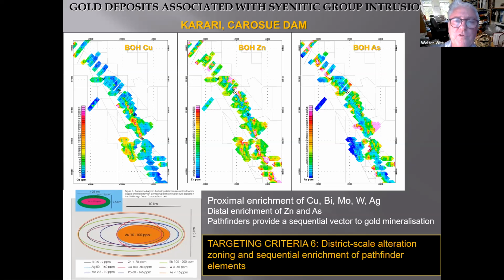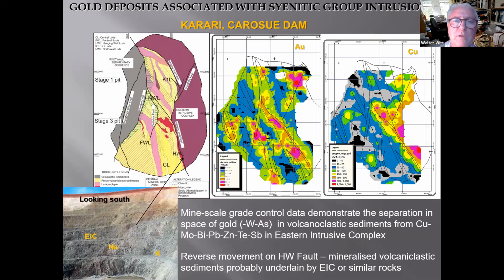The next slide shows a map of Karari, probably the premier gold deposit in the Carosue Dam camp. The open pit exposed the Eastern intrusive complex, comprising syenitic porphyry, monzonite and lamprophyre intrusions. On the left, we have barren footwall sedimentary sequence, and gold is found in this central domain, which I've called the central mineralized domain, where volcaniclastic sediments dominate, but have been intruded by syenitic and monzonite porphyry intrusions.